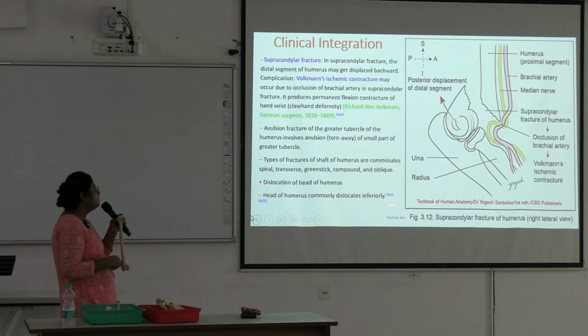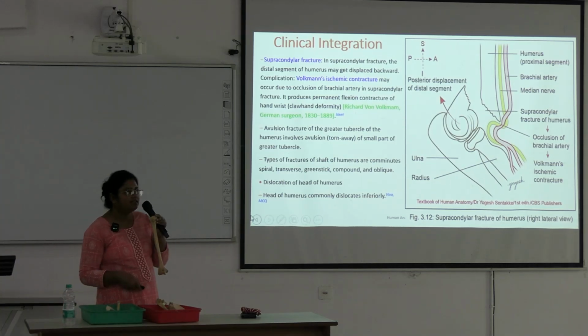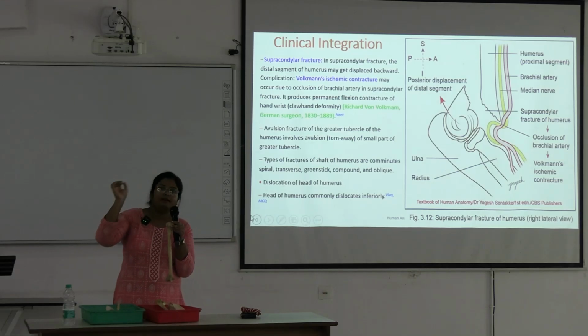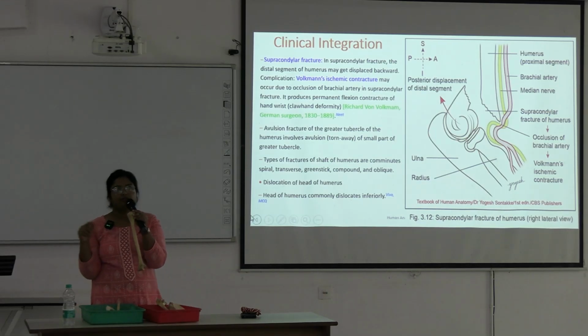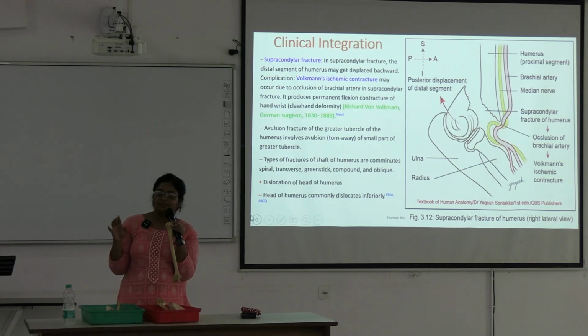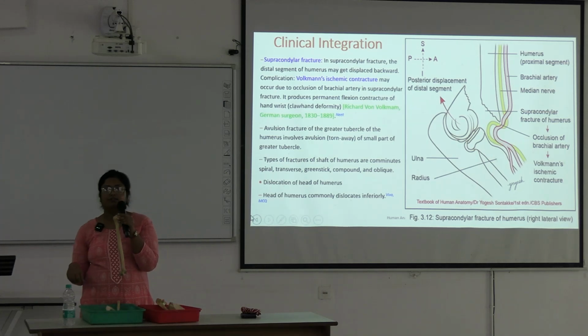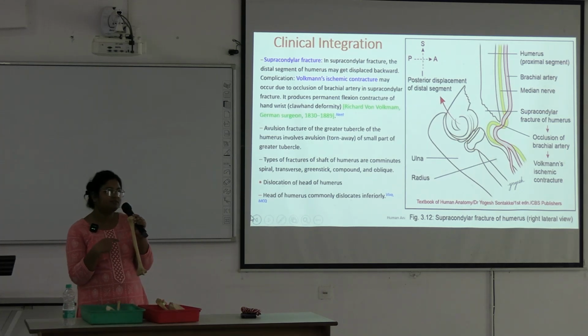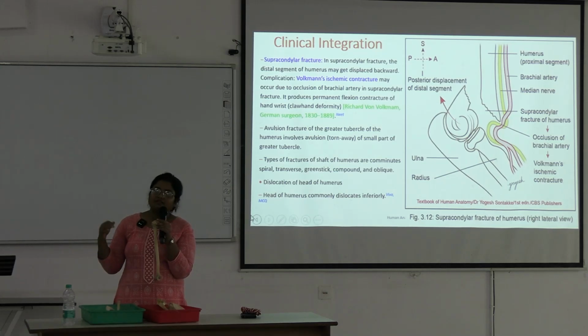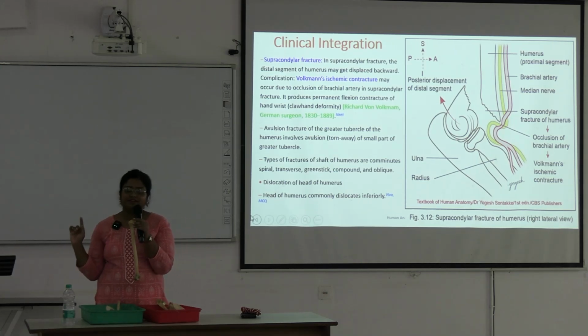Head of humerus commonly dislocates inferiorly, because superior dislocation is prevented by the coracoacromial arch. The coracoacromial arch is formed by the coracoid process, the acromion process of the scapula and the coracoacromial ligament. That's why the head generally dislocates downward. This also explains my question, why the head of the humerus is commonly displaced inferiorly, not superiorly.